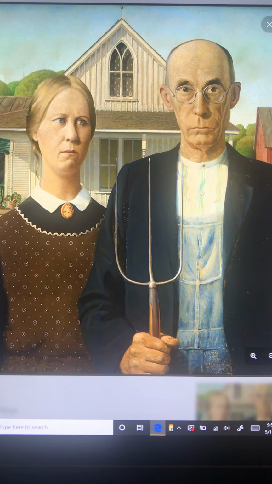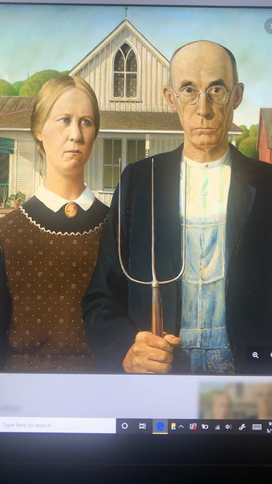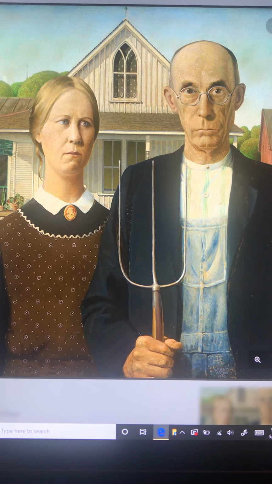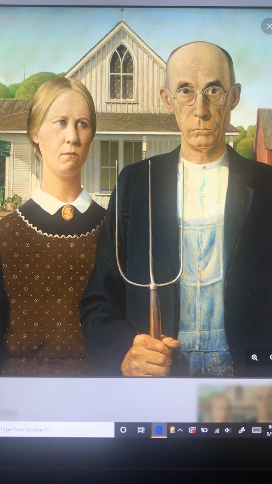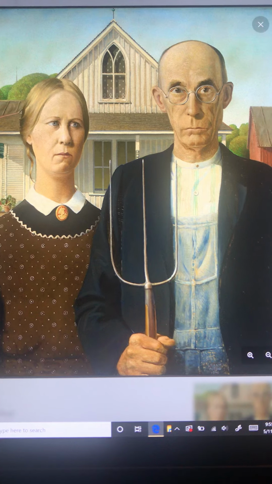What is interesting about this piece is that the two individuals are thought to be husband and wife. Contrary to general belief, they are not. In actuality, the two individuals are representative of a father and daughter. In reality, they're not related at all. The gentleman you see in the portrait was the artist's dentist, and the lady is the artist's sister.